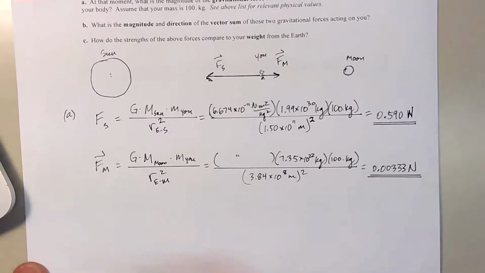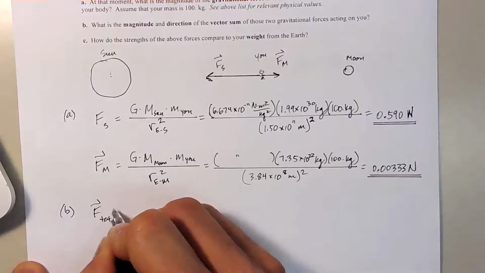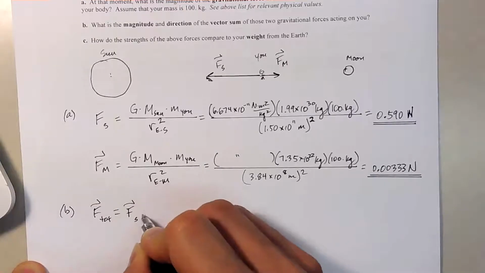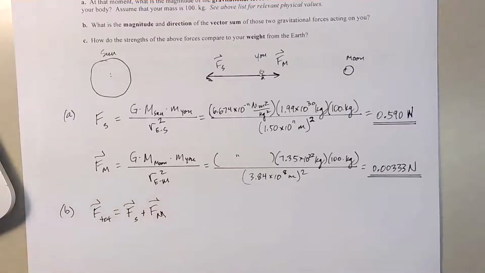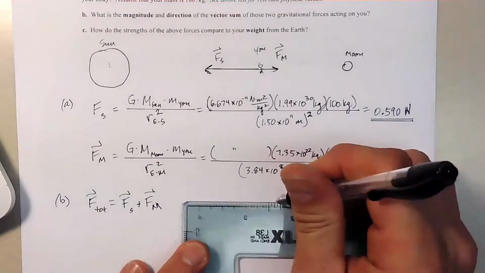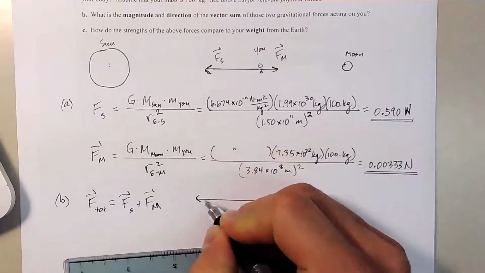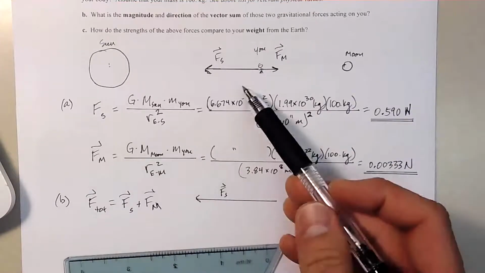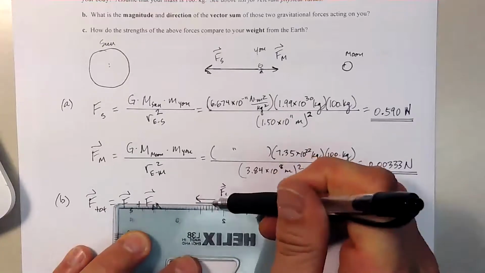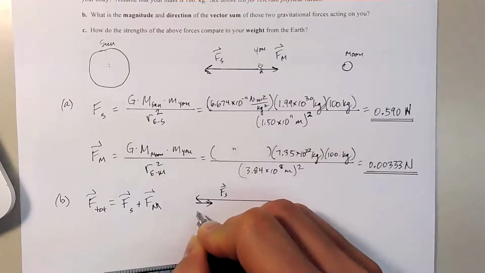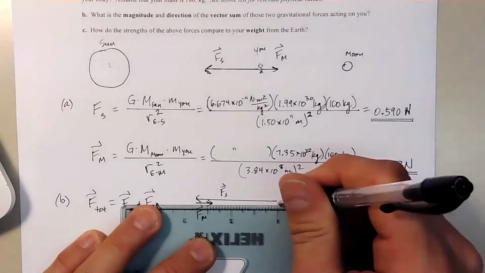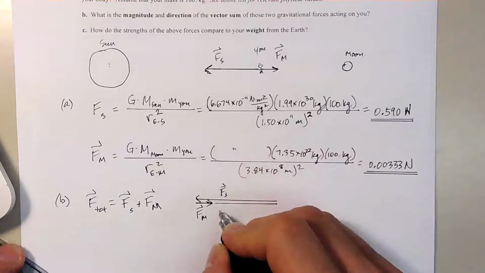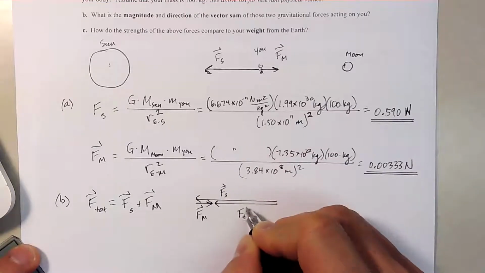If we were to ask what's the vector sum of those two forces acting on you, F total is going to be the force of the sun vector plus the force of the moon vector. So what does that look like? If I do a little graphical sketch, the force of the sun is to the west, and we're going to add tip to tail the force of the moon, which is to the east. So the sum of those two is going to be from the start of the first vector to the end of the last vector. So this is F total.